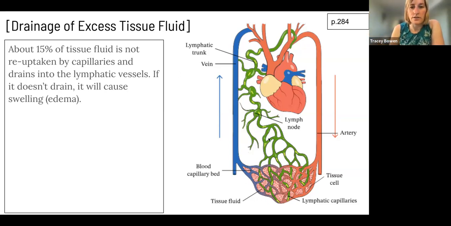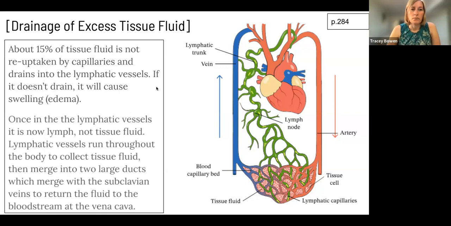And the way that the lymphatic vessels drain is that they actually move the lymphatic fluid back up to the subclavian vein. The clavicle is your collarbone here. So there's a vein right underneath your collarbone, and it will re-enter your bloodstream at that point. Once tissue fluid has moved into the lymphatic vessels, it's now called lymph. And lymphatic vessels run throughout the body to collect tissue fluid. Then they merge it into two large ducts, which merge with the subclavian vein to return that to the bloodstream at the vena cava.